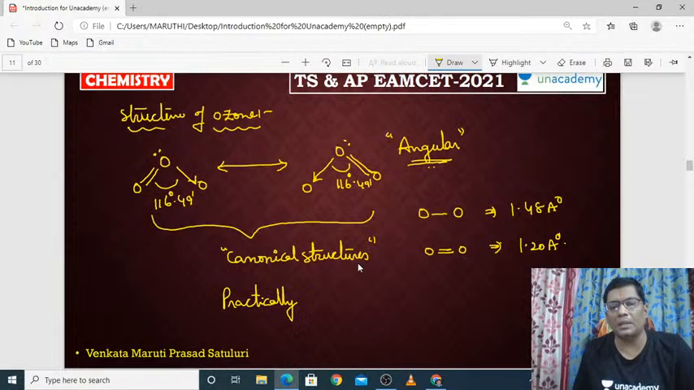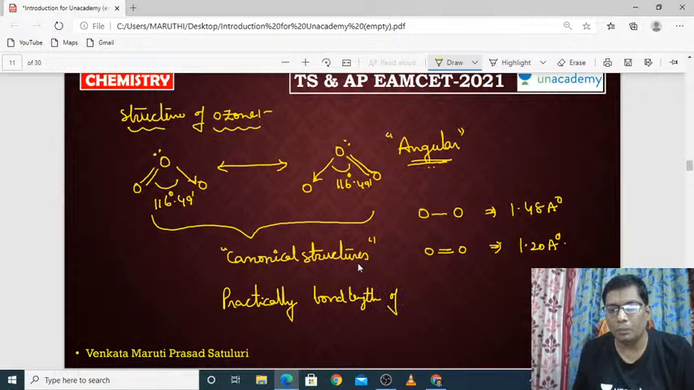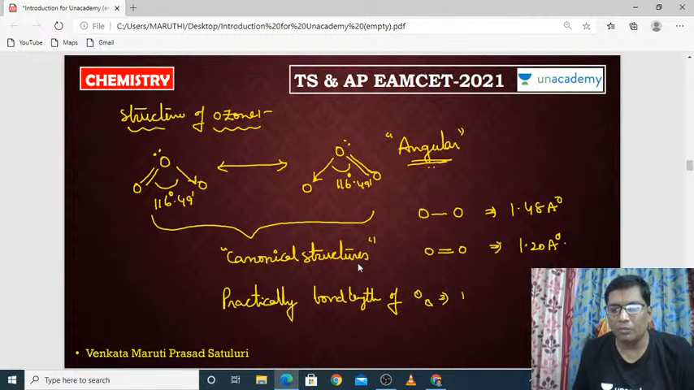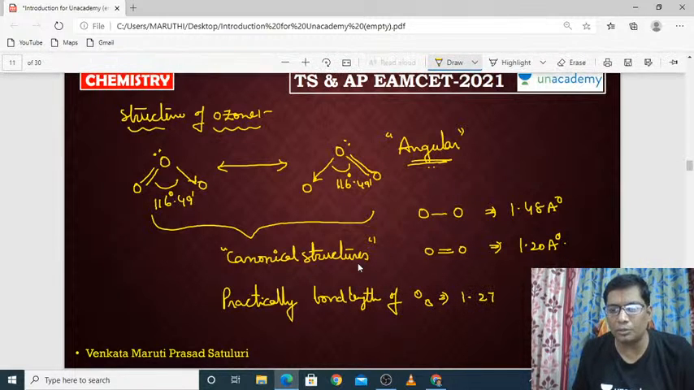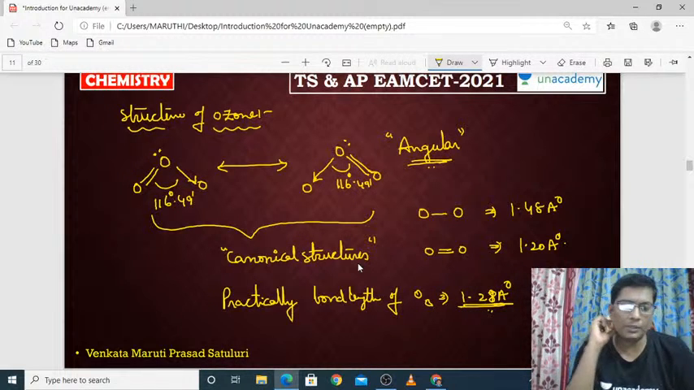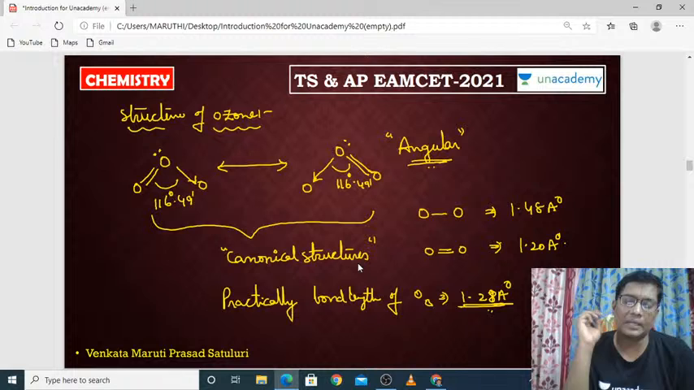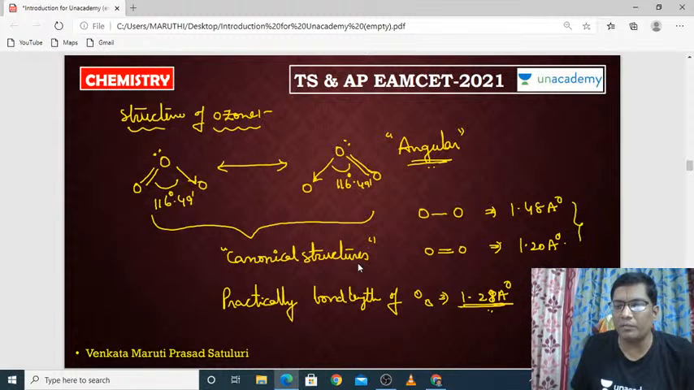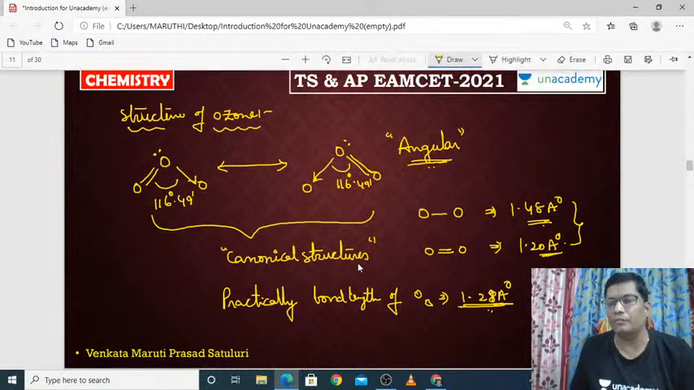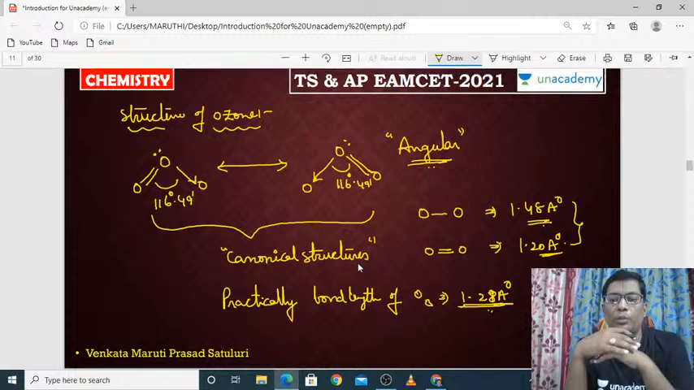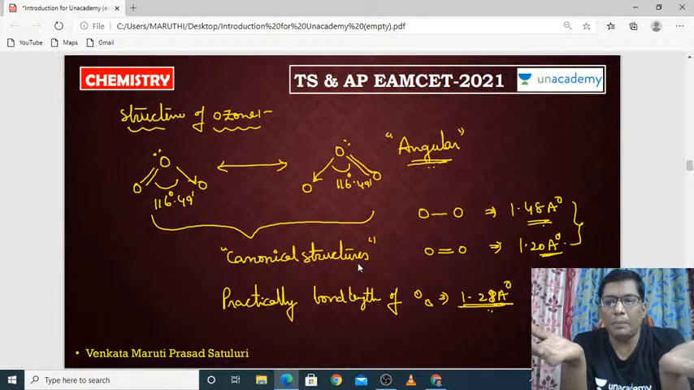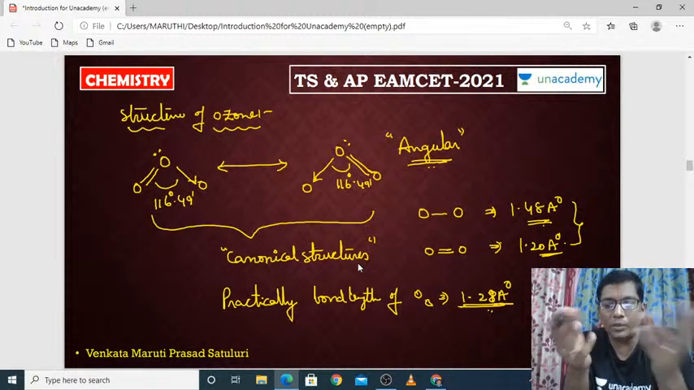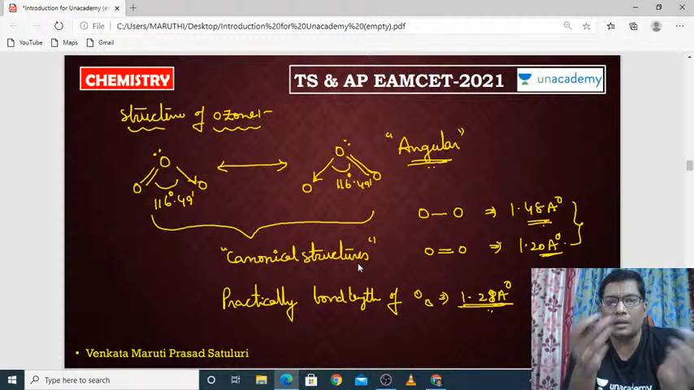Practically or experimentally, the bond length of ozone is 1.27 to 1.28 angstrom units. It is in between 1.20 and 1.48. Because it may be a double bond or it may be a single bond. We can't say perfectly whether it is a single bond or double bond.